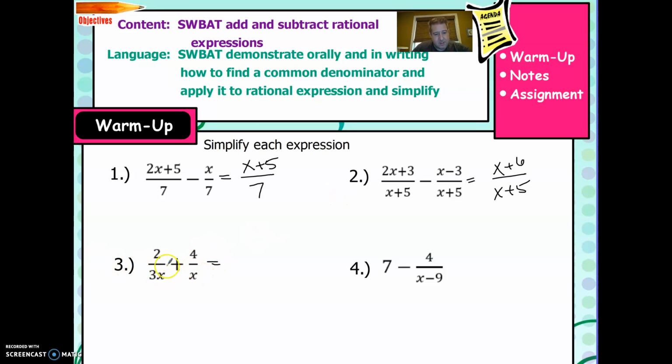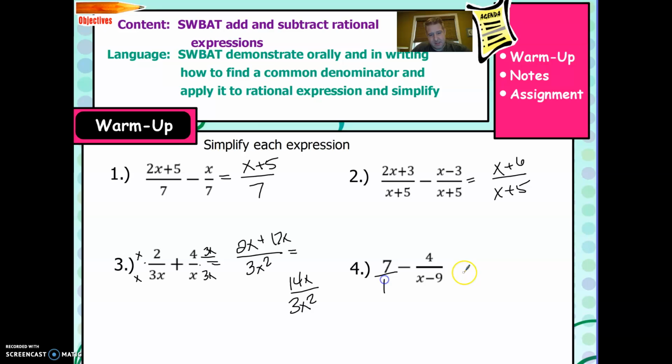Next one, we have denominators that aren't the same, so the least common denominator is 3x times x. So I'm going to multiply both of these by 3x and both of this side by x, because the LCD here is 3x squared. So 3x squared is going to be the denominator, and 2 times x is 2x plus 4 times 3x is 12x. Now I can simplify that again by getting 14x over 3x squared, just combining these like terms.